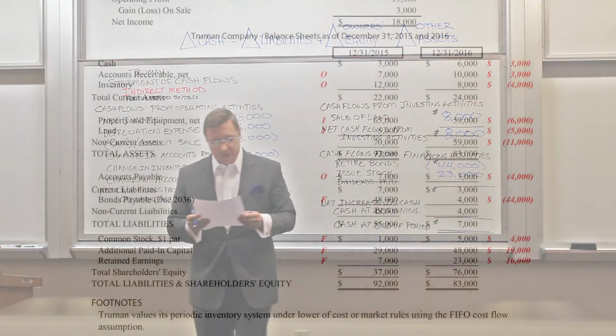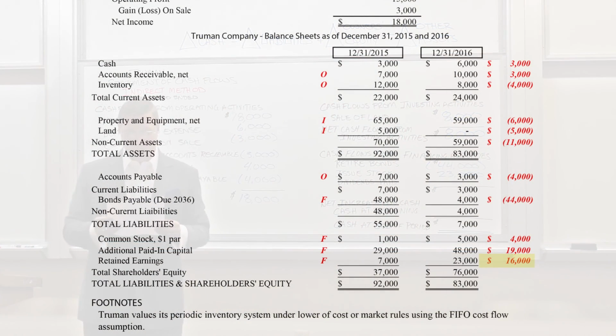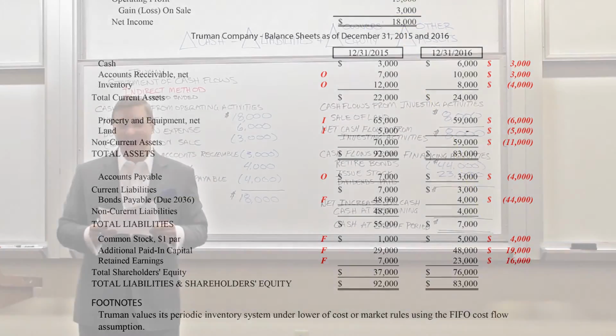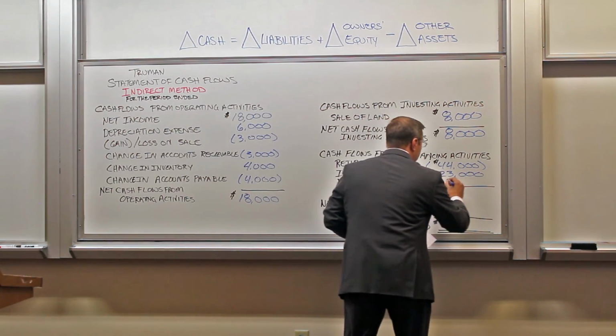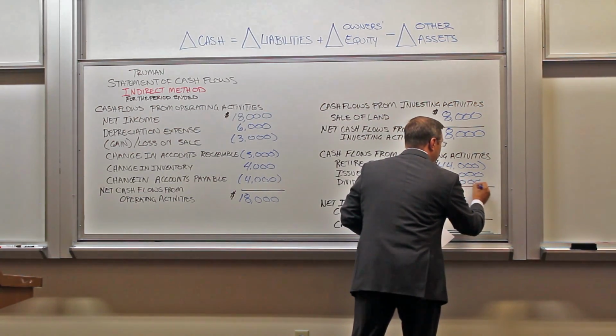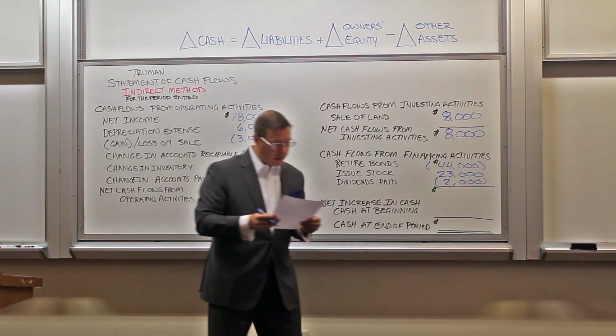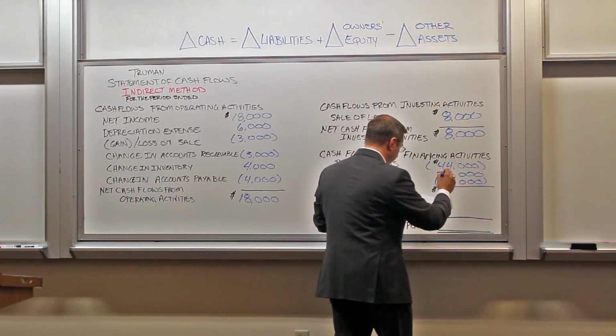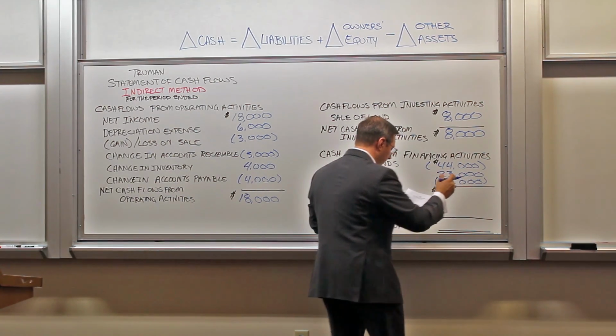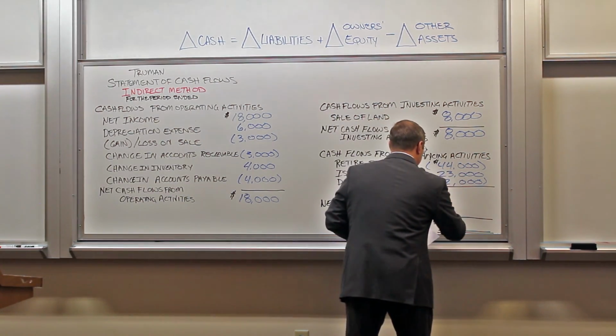Last, we notice the change in retained earnings, and we add net income to our retained earnings. The difference there is a cash dividend of $2,000. $2,000 was paid out in cash dividends. The net change from our financing activities, when we do all the math here, is a negative $23,000.